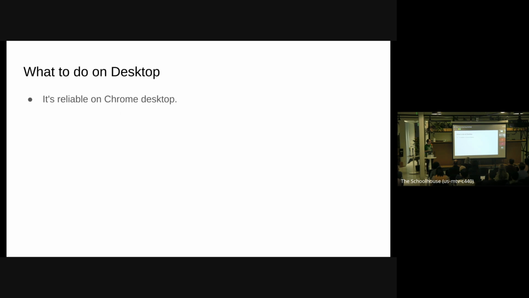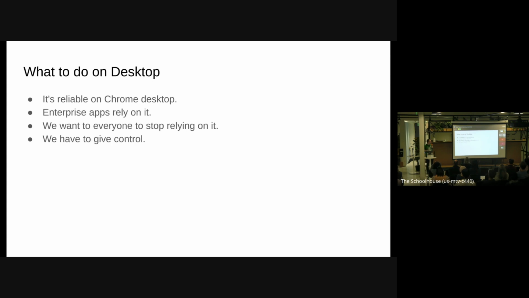What we do on desktop: well, it's reliable on Chrome desktop, and that's a problem. Enterprise apps rely on it. We know that if we disable unload, a bunch of enterprise apps have problems, but we still want everyone to stop relying on it. So we have a dilemma here. The approach we're taking is to give people control. So we introduced a permissions policy, a new feature called unload. It's enabled by default, so if you don't do anything, you don't notice anything.